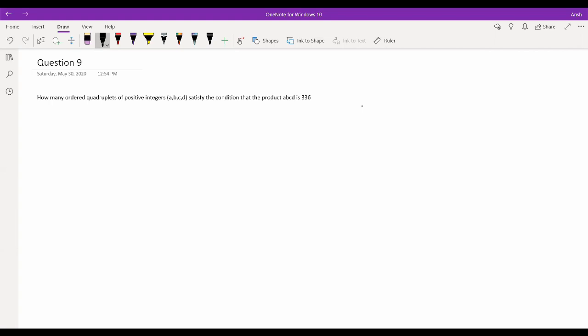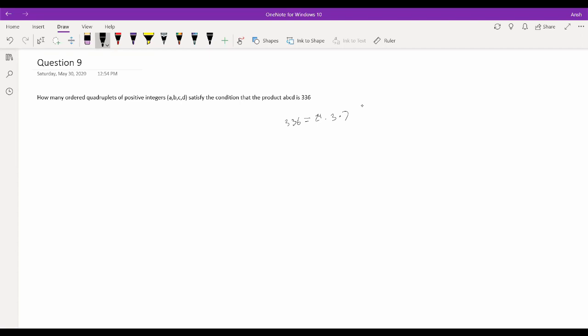So a common way to start a problem like this is to find what the prime factorization of 336 is. If you prime factorize it, you'd find that 336 equals 2 to the 4th times 3 times 7. But now we note that since it's an ordered quadruplet, we don't actually care that the numbers have to be distinct, and the order matters.